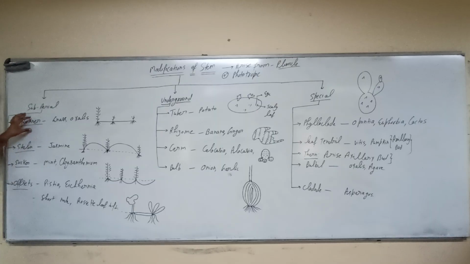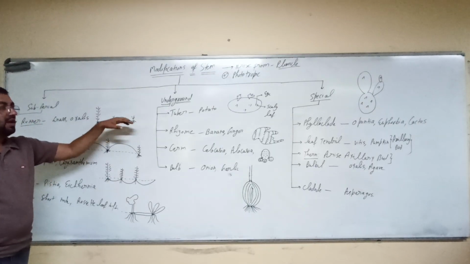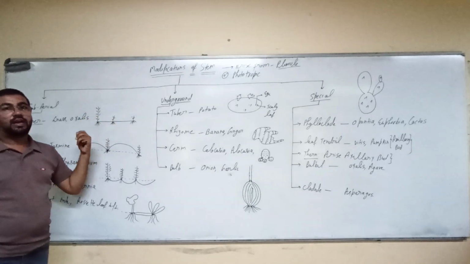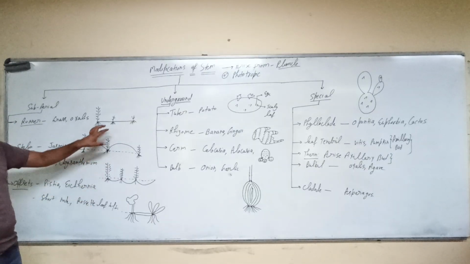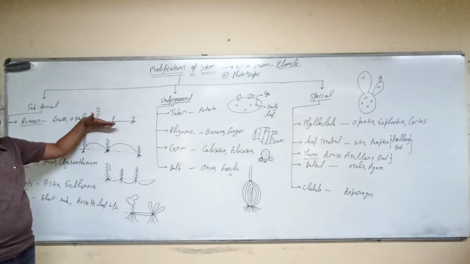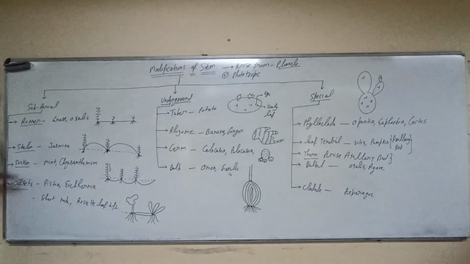When we see the runner, it means the stem moves along the soil, and when the node touches the soil, it gives rise to a new node and a new plant from it. The upper portion is converted to the leaf or the plant, and the lower portion of the node is converted to root-like structure. Example, grass and oxalis.